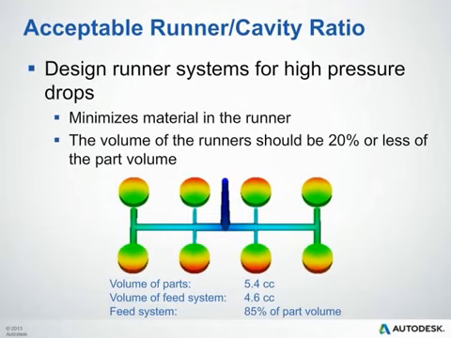In the following image, the runners cannot be made much smaller and still maintain a balanced fill and acceptable packing. So, in this example, the ratio of the runner to cavity volume is 85%. This is pretty high. Ideally, the volume of the runner should be 20% of the part volume or less.